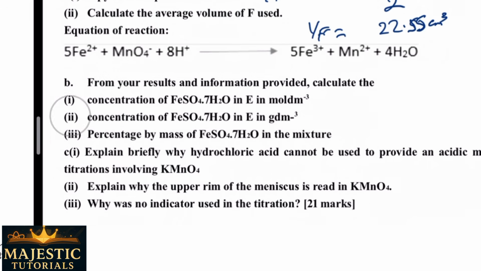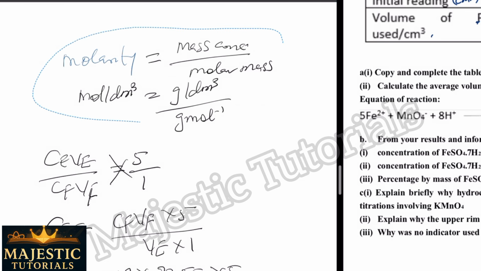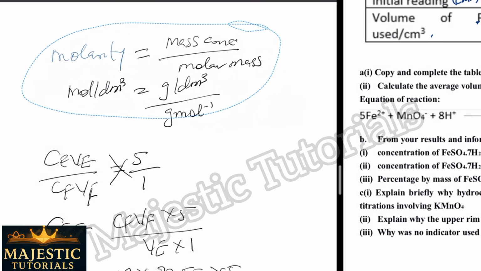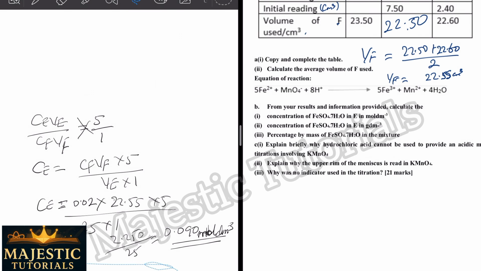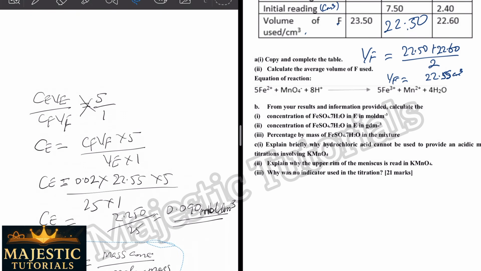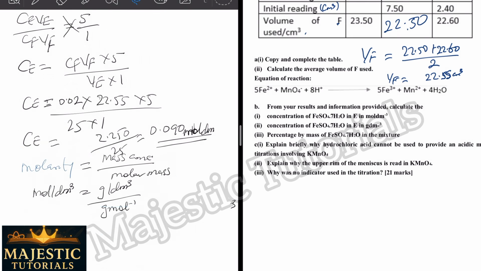Then part II asks for the concentration of iron 2 sulfate in gram per dm cube. We are now done solving in mole per dm cube. We are going to now convert to gram per dm cube. Time has come for us to use this formula over here. This formula is going to come in use, okay? So maybe I'll drag it down here as I take this one up. So this is the formula that we will use.